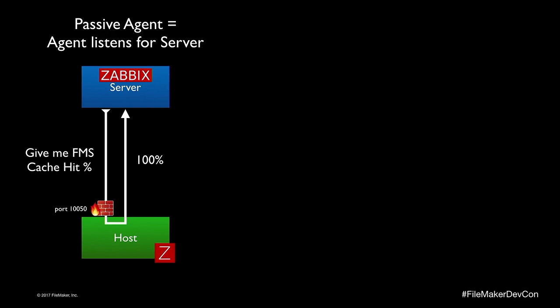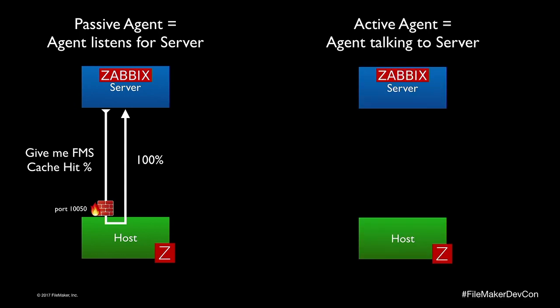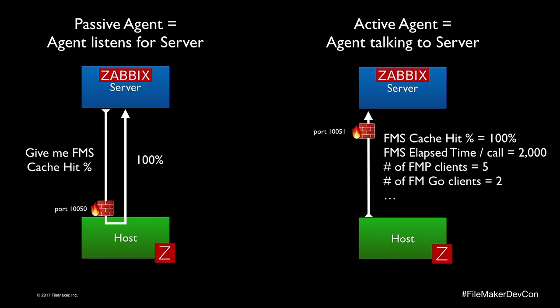And passively means that the agent isn't doing anything until the Zabbix server tells it to go off and collect something, right? In this example, Zabbix server will say, hey, it's time. I want the cache hit percentage for your FileMaker server. The agent will collect that information and send it up to the Zabbix server. Now, the flip side of that is that you can have items that are set up to work in active mode. And in active mode, the agent has a list of things that it knows that it needs to collect. And when it's time to collect them, it'll go off, collect that data, and send it up to the Zabbix server.